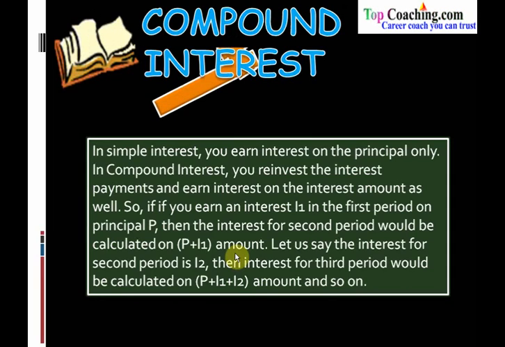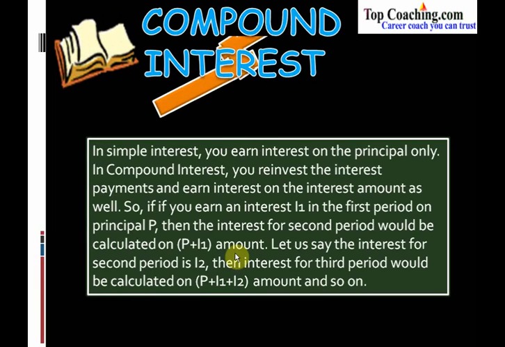And this amount is again reinvested so that you again earn the interest. So what you see here is the principal amount keeps on changing. Initially it was P, then after 1 year it becomes P plus I1, then again it becomes P plus I2 and so on. So you see the difference between simple interest and compound interest.